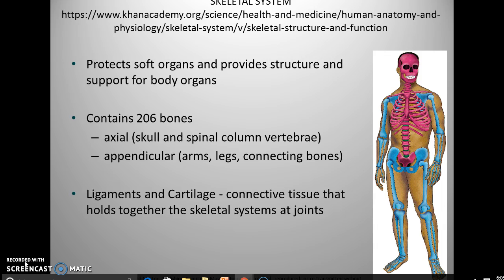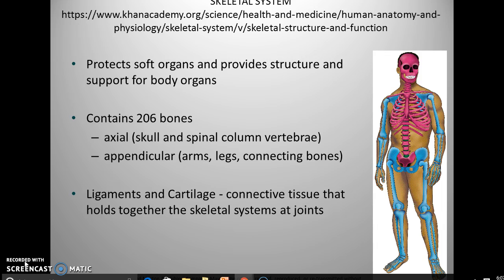And basically, when we talk about the skeletal system, we are talking about the bony portion of the human anatomy. Again, Khan Academy have a very good overview of that, and I would suggest that you go ahead and watch that particular video. So the purpose of the bones is to protect the soft tissue and provide structure and support of the body organs. For example, it is our rib cage that protects our lungs and our heart.